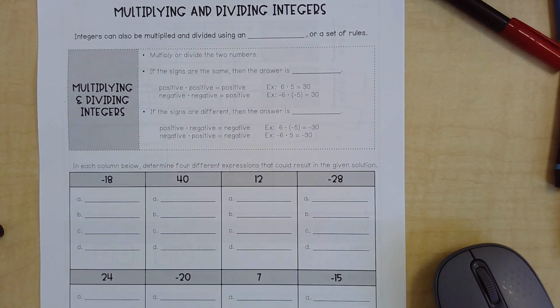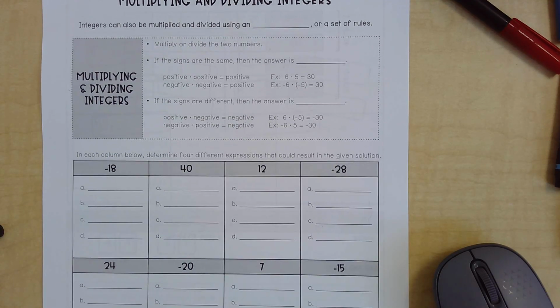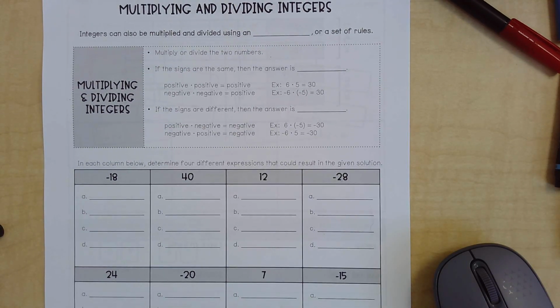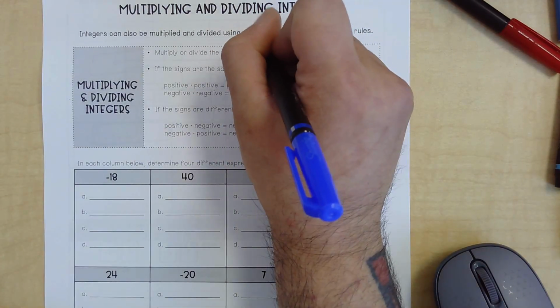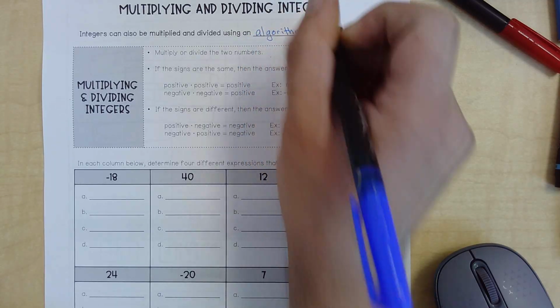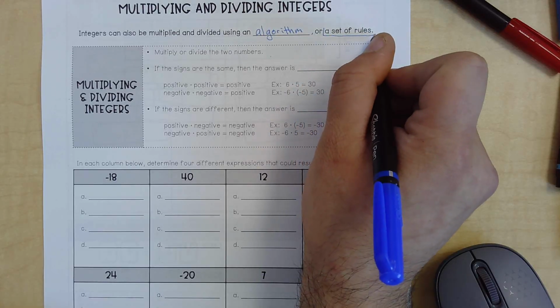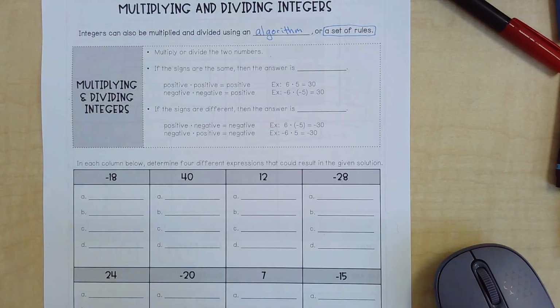Alright, so the last video I had was multiplying and dividing integers with models, okay? Today we're still going to be multiplying and dividing integers, however, we're going to be using an algorithm, okay? An algorithm. I'm going to write it right here. Now, what is an algorithm? Well, it is just a set of rules, okay? And we're going to figure out what those rules are in just a second.